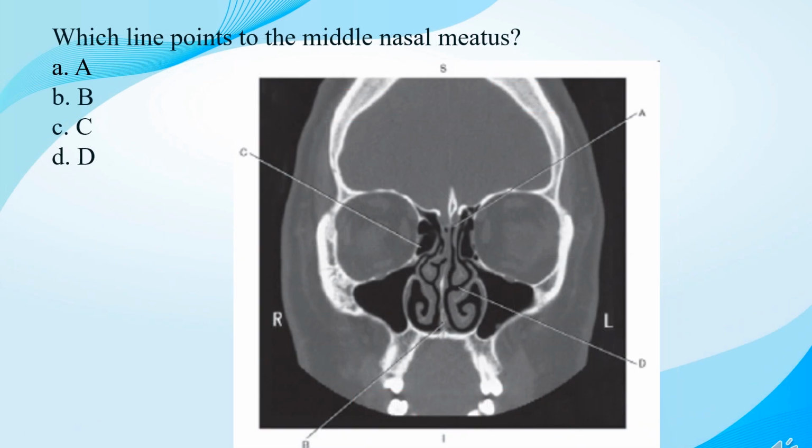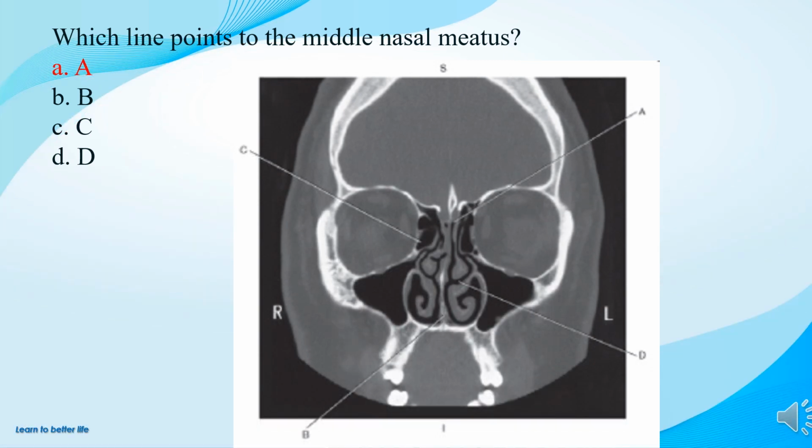Which line points to the middle nasal meatus? A, B, C, or D? The answer is A.